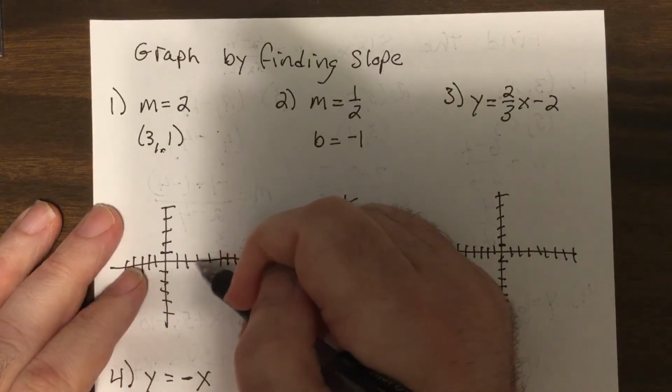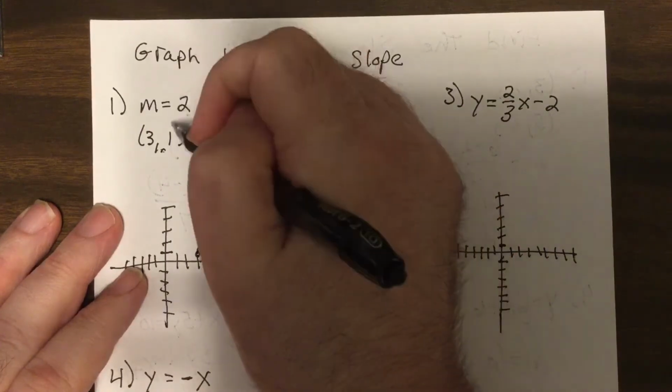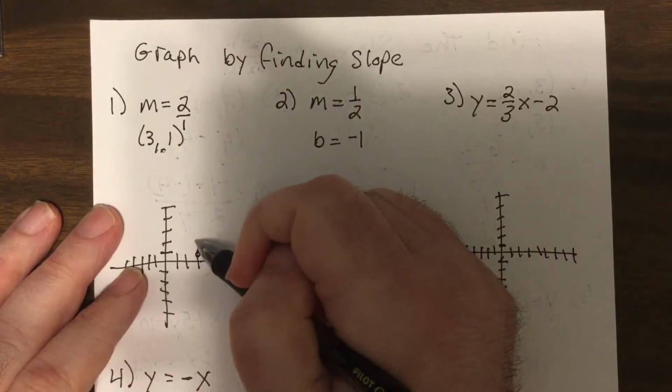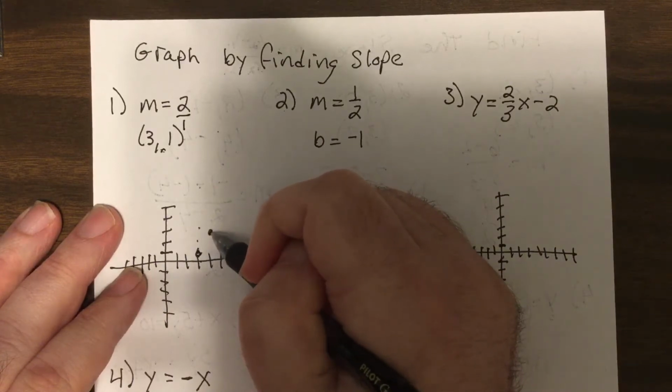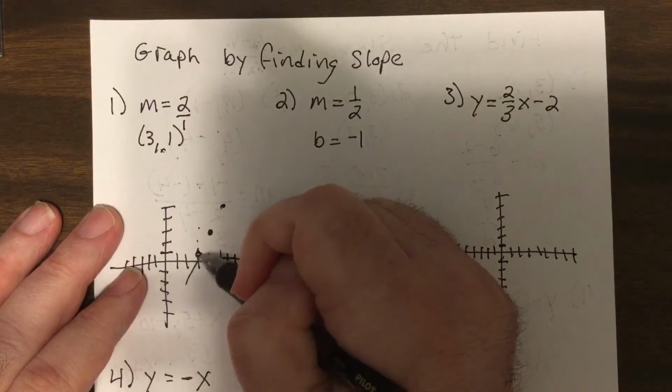So I'd go 1, 2, 3, up 1. Then use the slope to find another one. So I'm going to make it a fraction. 2 is the same as 2 over 1, so it'd be up 2, right 1. Up 2, right 1. Now don't make marks, that was an accident.